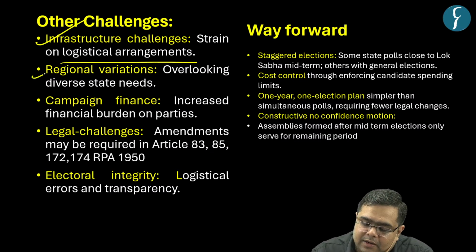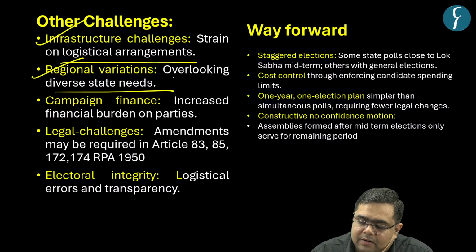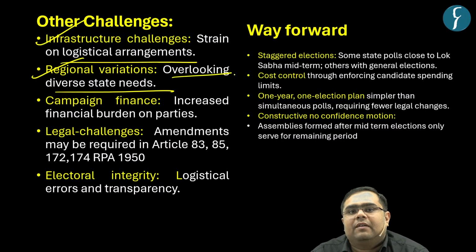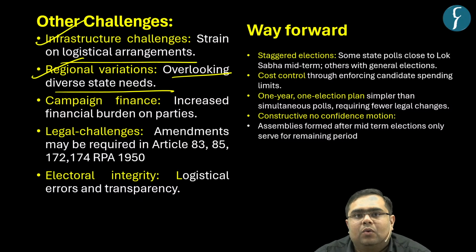Then there are regional variations, and regional variations mean diversity in the needs of the local people, the needs of indigenous communities, and so on and so forth, the demands and aspirations of the remotest states or districts or regions, sub-regions, and then these will not be respected, right? These are just the allegations that these may not be respected when it comes to simultaneous elections.